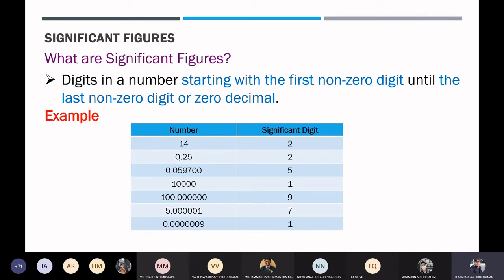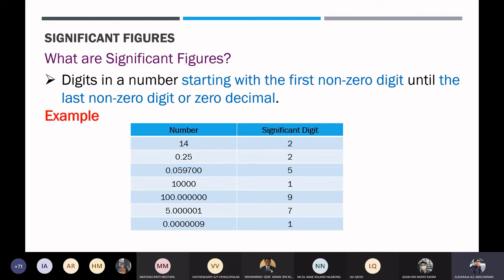And look at this one: after the point there is a non-zero number, 2 5, so we call it two significant figures. You should count everything in one go. And the same goes for the last one: the first non-zero digit appears here, so it counts as one significant figure. You should identify these differences.